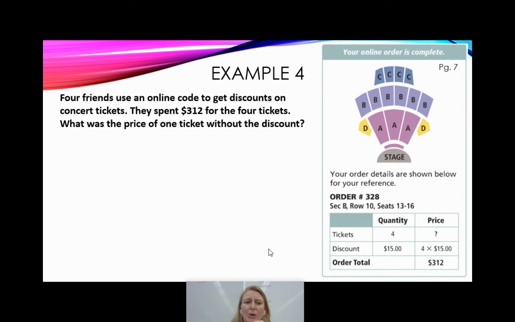Example 4. Ooh, we're buying concert tickets. I actually did buy concert tickets just like a week or 2 ago. I got plans, people. I got plans.